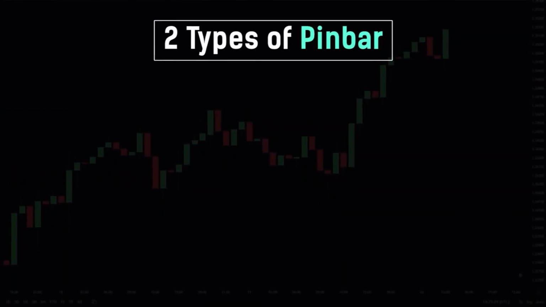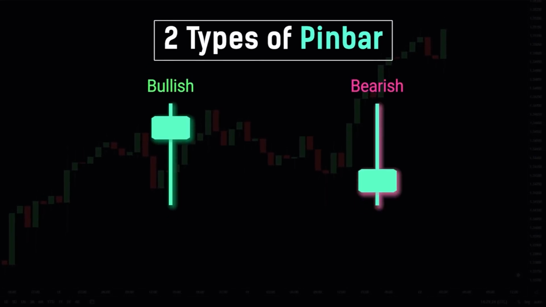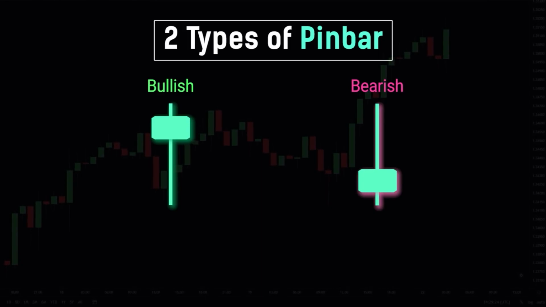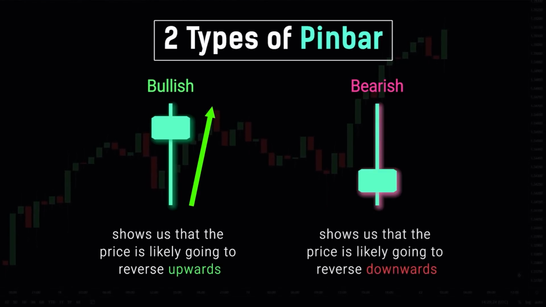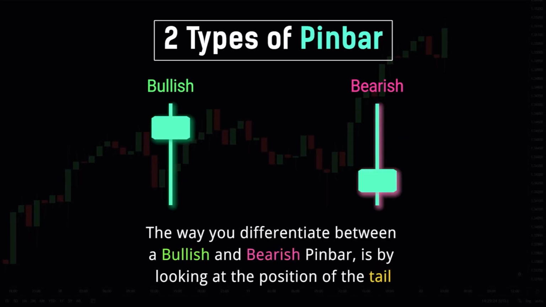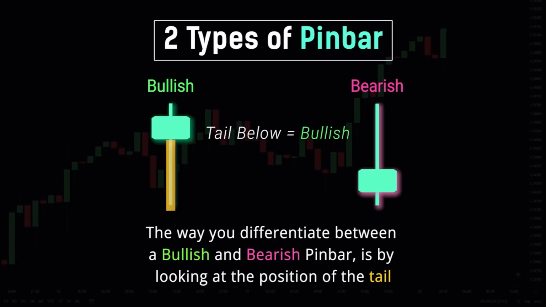So, there are two types of pin bar patterns that exist: the bullish pin bar and the bearish pin bar. A bullish pin bar shows us that the price is likely going to reverse upwards, while the bearish pin bar shows us that the price is likely going to reverse downwards. Now, the way you differentiate between a bullish and a bearish pin bar is by looking at the position of the tail itself. If the tail is below the candle, then it will always be a bullish pin bar. And if the tail is above the candle, then it will always be a bearish pin bar.